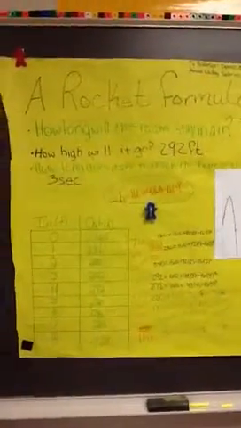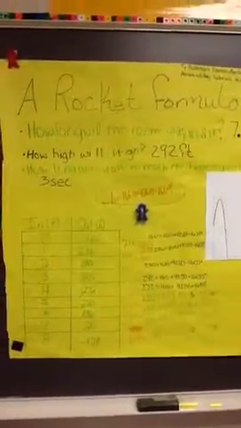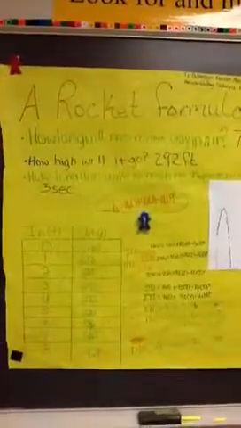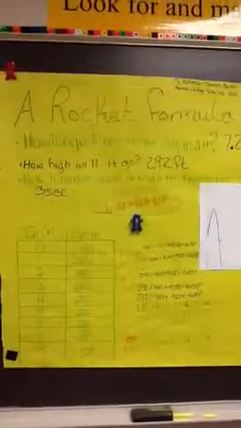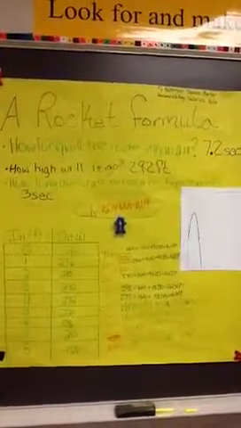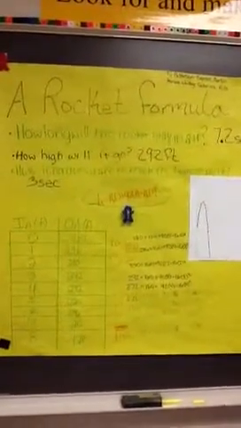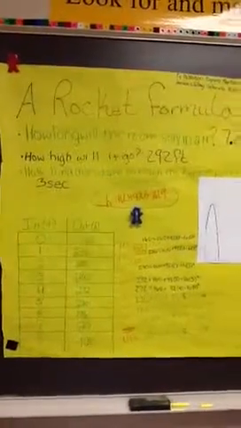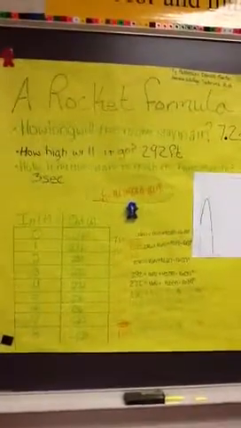The soccer team wanted to know how long it would take the rocket to stay in the air, and we found that it would be 7.2 seconds. They also wanted to know how high it will go, and it ended up being 292 feet. And how long does it take to reach the highest point? It took 3 seconds. So it took 3 seconds to go 292 feet and 7.2 seconds to go all the way in the air and hit the ground.